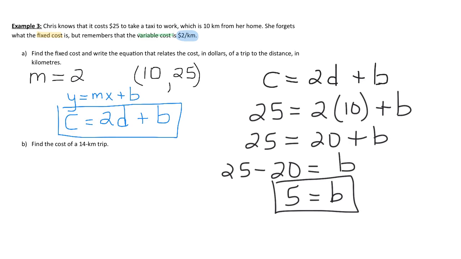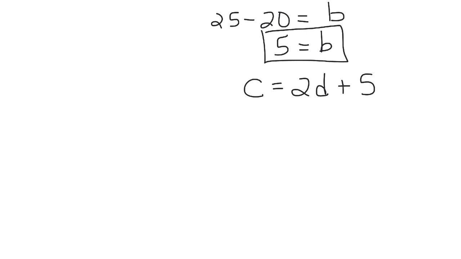So just to book the taxi and get the taxi driver to take you anywhere, it's a flat rate of $5. So now that we know the fixed cost, I put it all together in one final equation. That is C equals 2D plus 5. What this means is the cost for the taxi is $2 for every kilometer that you drive, plus a fixed cost of $5.